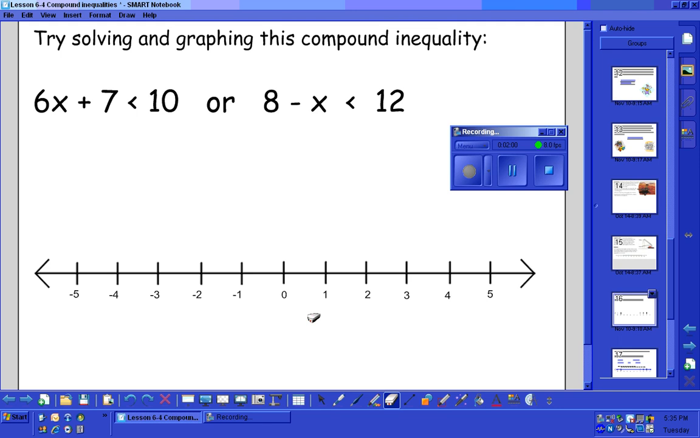Finally, let's try solving an actual inequality. When you have a problem like this, your process will be to solve the first one, solve the second one, and then compare what you've got. Pause the video, take a minute, and see if you can figure out what the solution would be.